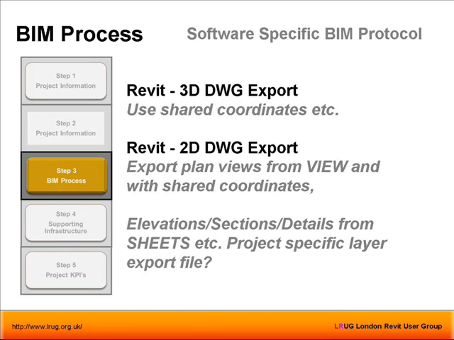This is another one. You're exporting your 2D drawings and 3D DWGs. What we have found in many cases is that we receive 2D drawings and 3D DWGs exported from Revit, but they don't have shared coordinates, or they have some lack of them. Let's say there is a project-wide layer convention, then they don't use the right layer export file, for example. Small things, but it does create a lot of problems. So it's useful to capture those things here.